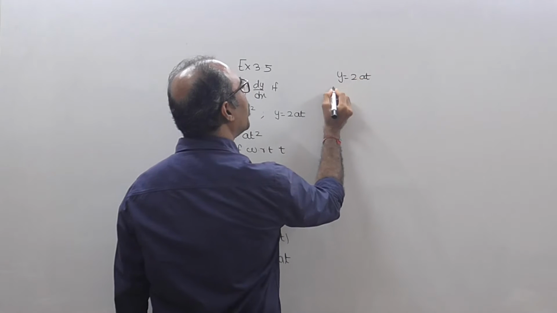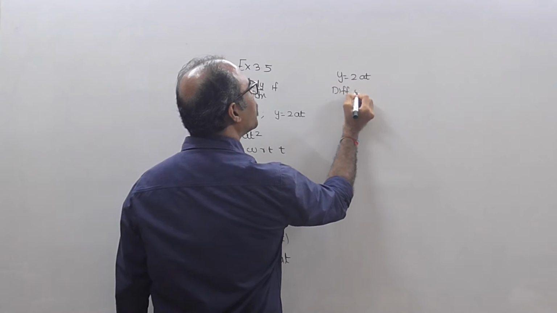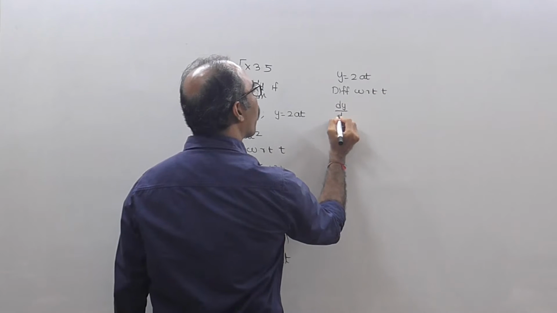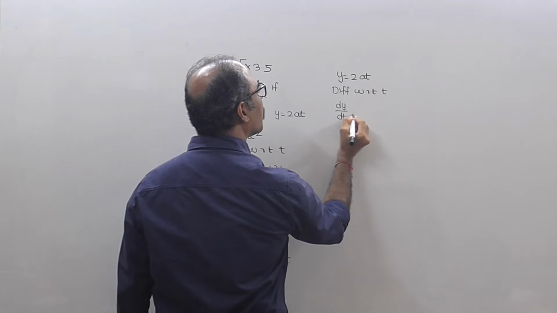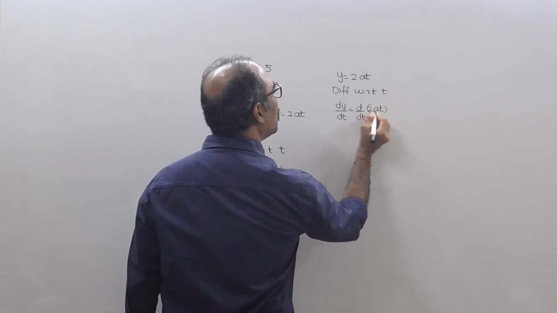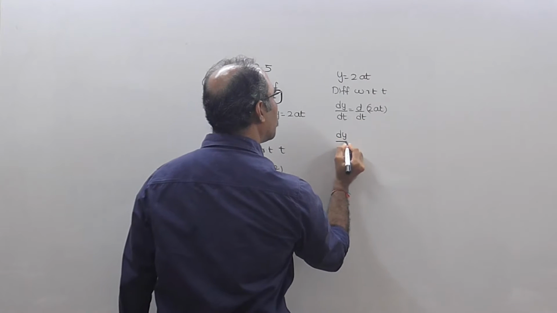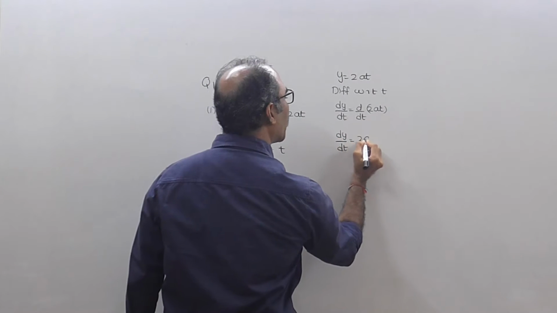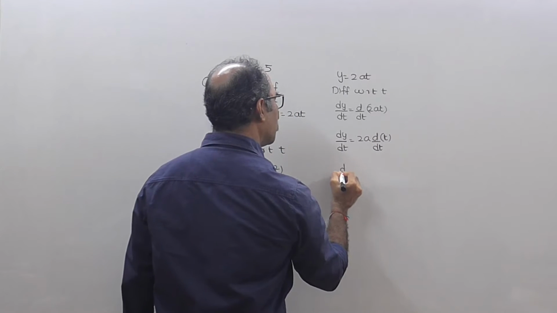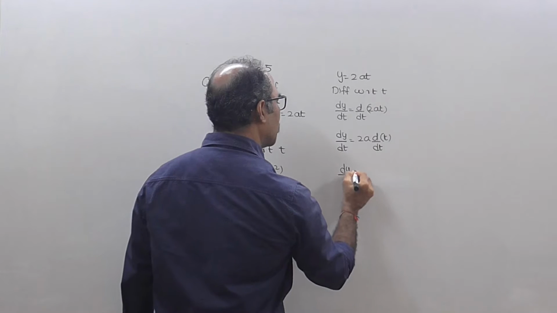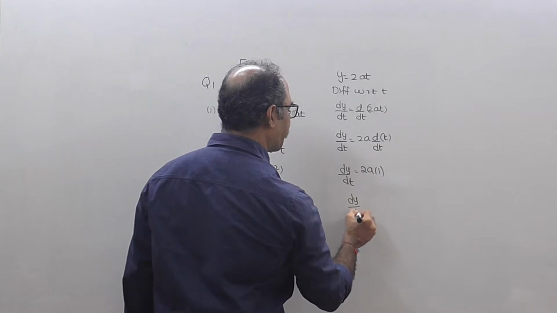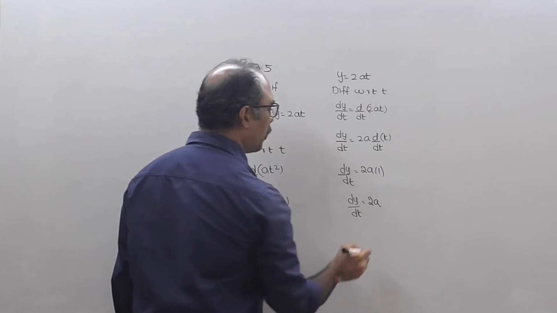y equal to 2at. Differentiate with respect to t, dy upon dt equals d by dt of 2at. 2a is constant, d by dt of t. The derivative of t is 1, so we get dy upon dt equal to 2a.